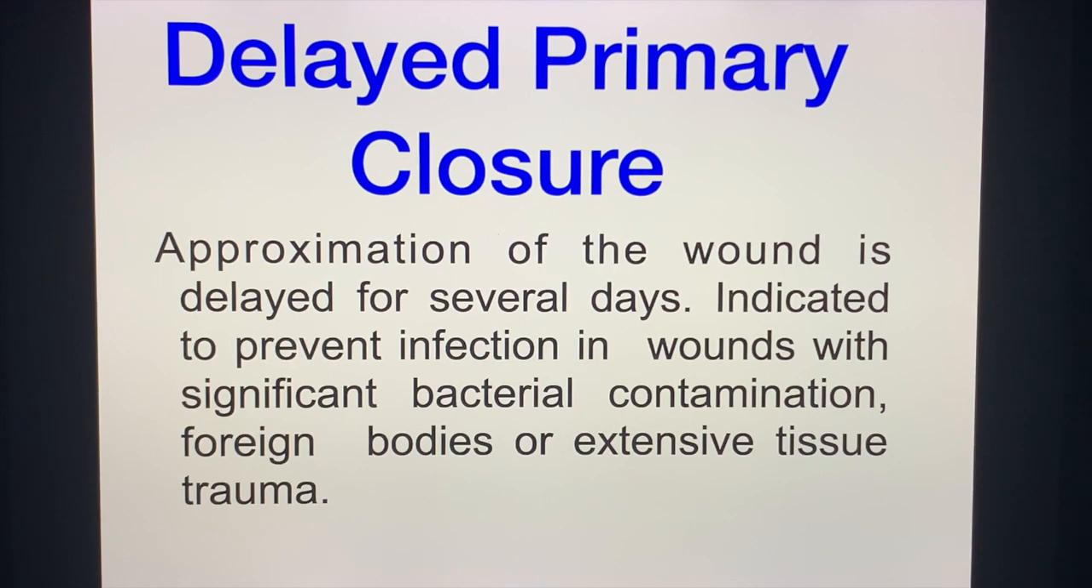So number one, when you have a wound with significant bacterial contamination, a wound with the presence of foreign bodies, or a wound with extensive tissue trauma. So let's repeat that. Delayed primary closure is indicated to prevent infection in wounds with significant bacterial contamination, foreign bodies, or extensive tissue trauma.